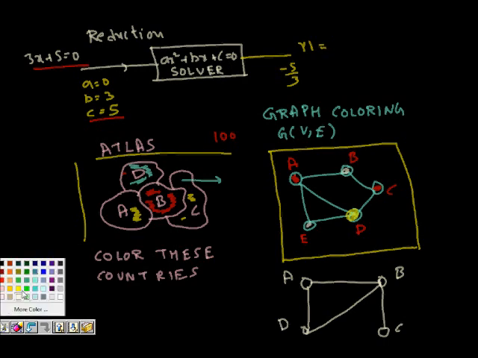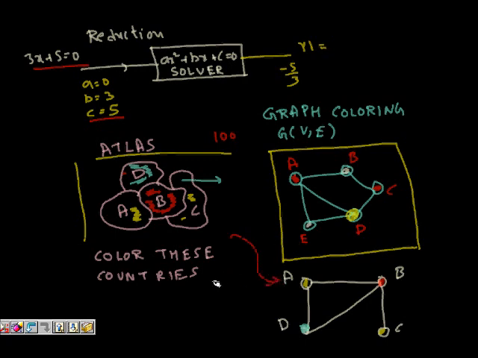So again, if I color A like this, I can color C also like this, and then B and D. If I color D like this, I cannot color B like this, so B I have to color red. So this is the same problem as here. It is a reduction. And then I can say that A was my country, so I can color this yellow and so on.